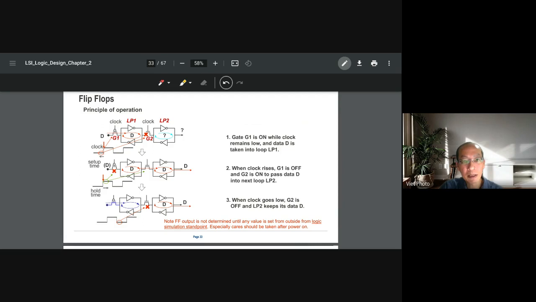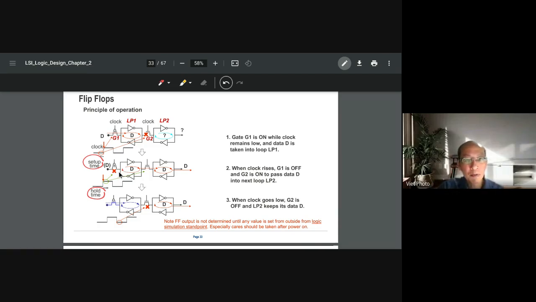The flip-flop here is the same. I think you can see how it works. Oh, setup time. I think maybe I missed that last time. There are two concepts here when we go to the flip-flop.